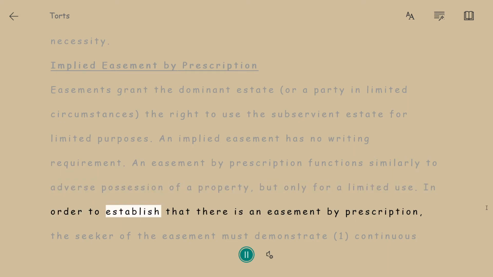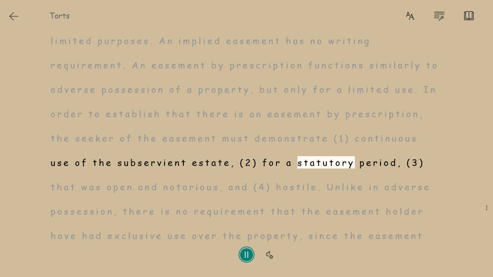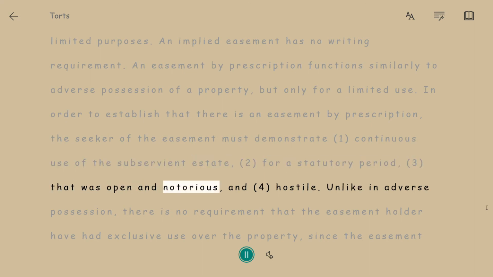In order to establish that there is an easement by prescription, the seeker of the easement must demonstrate: 1. Continuous use of the subservient estate, 2. For a statutory period, 3. That was open and notorious, and 4. Hostile.